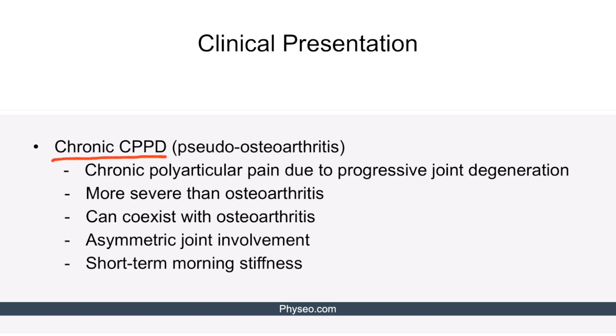The chronic form of this disease is also known as pseudo-osteoarthritis because it mimics osteoarthritis. Chronic CPPD is characterized by polyarticular pain due to progressive joint degeneration. It's typically more severe than osteoarthritis, but chronic CPPD can coexist with osteoarthritis. This condition is also characterized by asymmetric joint involvement and short-term morning stiffness.